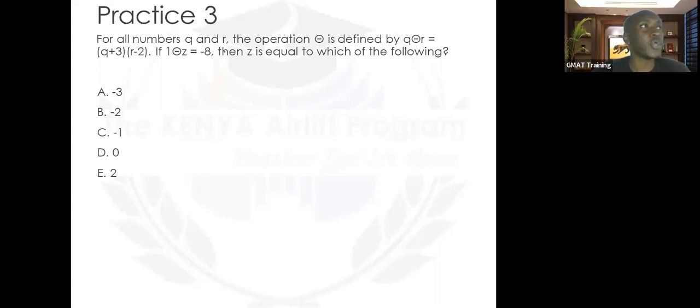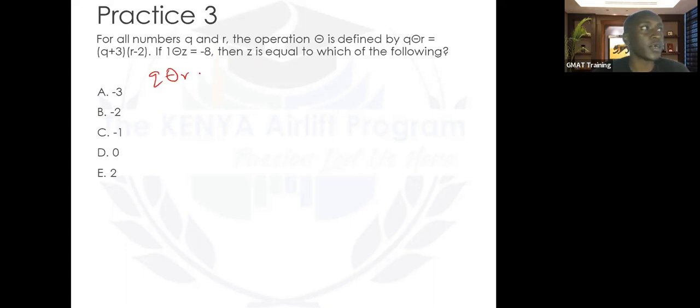For all numbers Q and R, the operation, let's call this circle with a line, it's a theta, I believe, is defined by Q theta R equals Q plus R times R minus 2. If 1 theta Z equals -8, then Z is equal to which of the following?